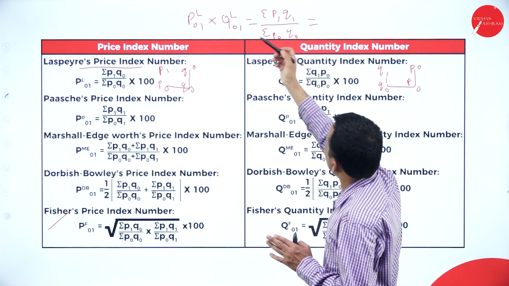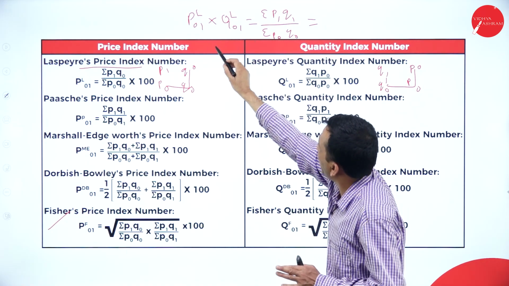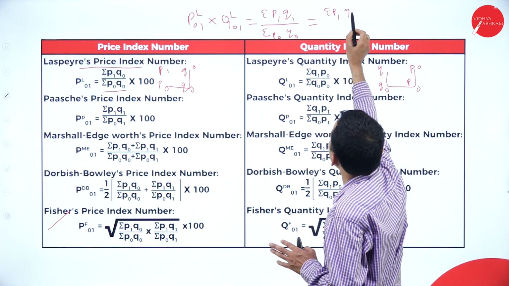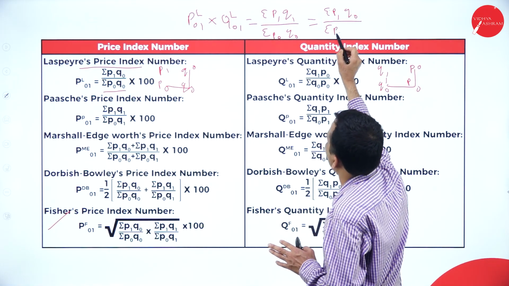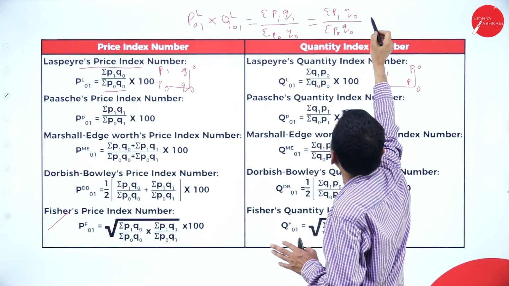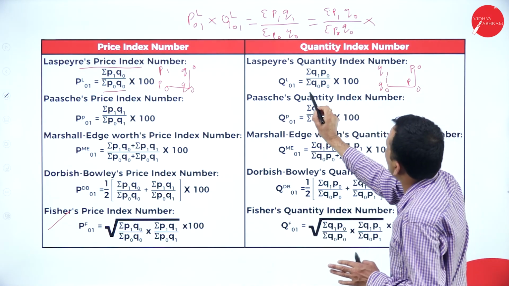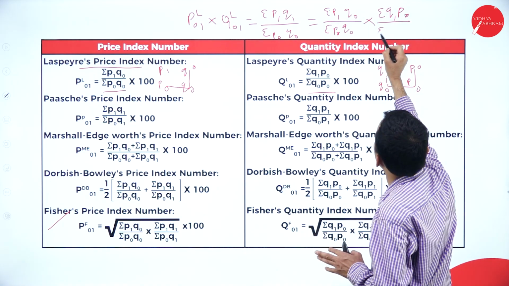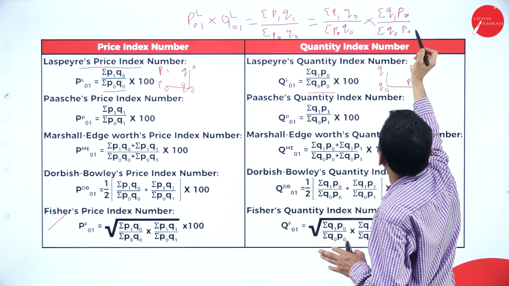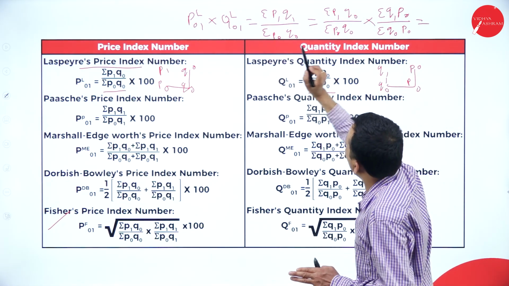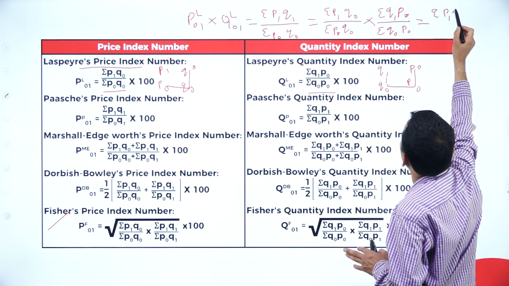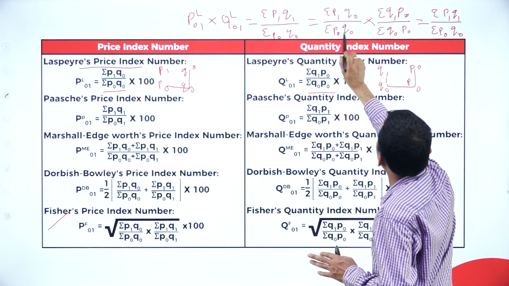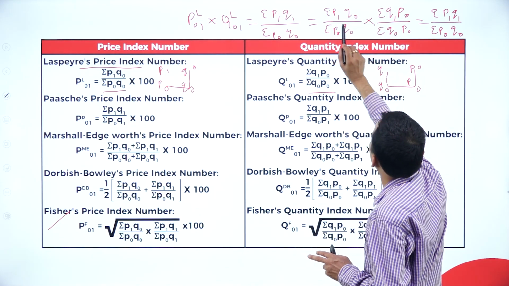So the price index, whatever formula I have, I have copied one more time: sigma P1 Q0 divided by sigma P0 Q0. Now you are multiplying with the quantity index, which I have written one more time here: sigma Q1 P0 divided by sigma Q0 P0. Now you need to get the value index, sigma P1 Q1 divided by sigma P0 Q0. If there is any possibility to cancel, can you just check it out here?